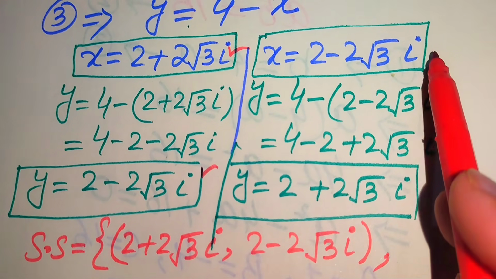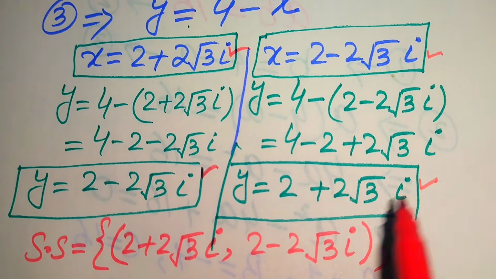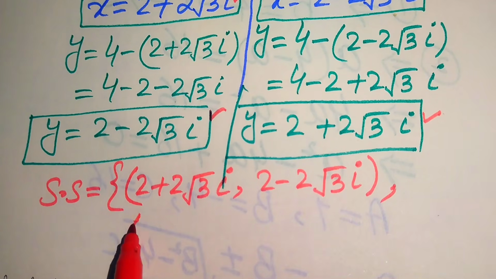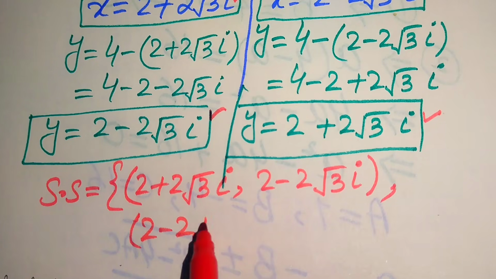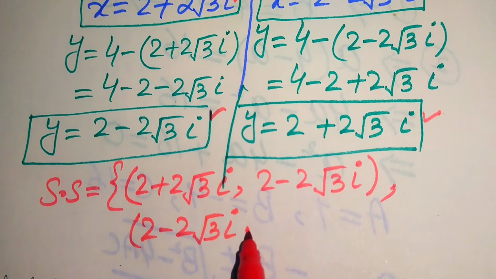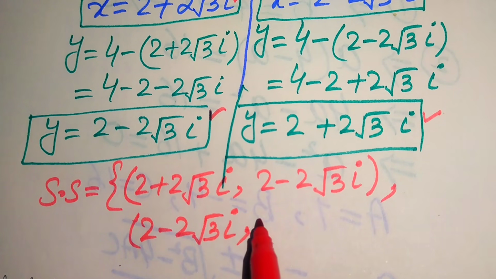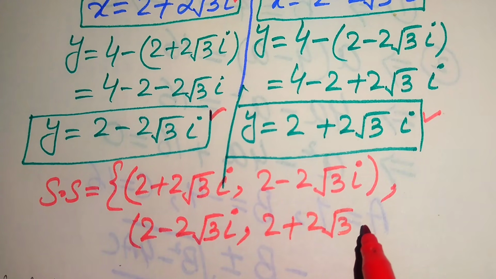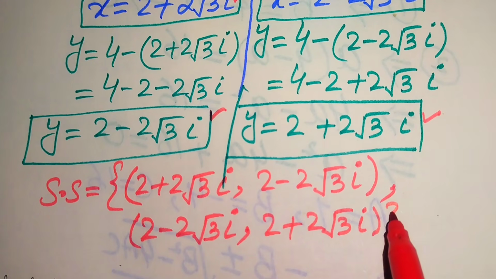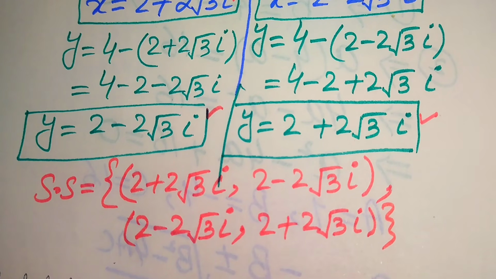In the same pattern, the second pair of solution is: this is the value of x and this is the value of y. The second pair of solution is 2 minus 2 times the square root of 3 into iota, this is the value of x, and the corresponding value of y is 2 plus 2 times the square root of 3 into iota. So this is the second pair of solution which we get in this method. So these are the two solutions of the given equation. This is our final answer of this question.